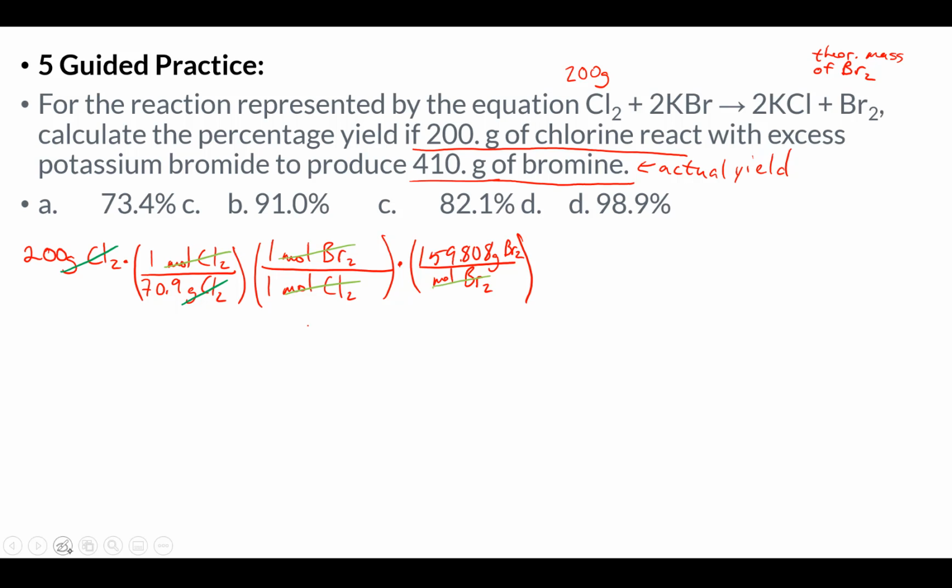We're left with grams of bromine. All we need to do now is calculate our mass of bromine. So 200 times 1 times 1 times 159.808 divided by 70.9 divided by 1 divided by 1. We get 450. To 3 sig figs, it's going to be 451 grams of Br2. So this is our theoretical yield.